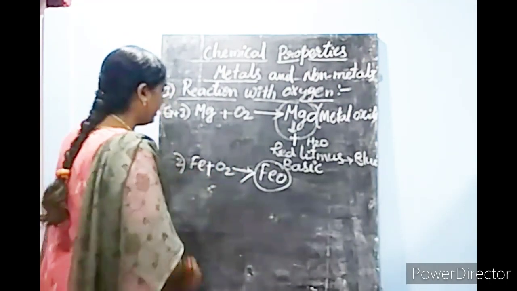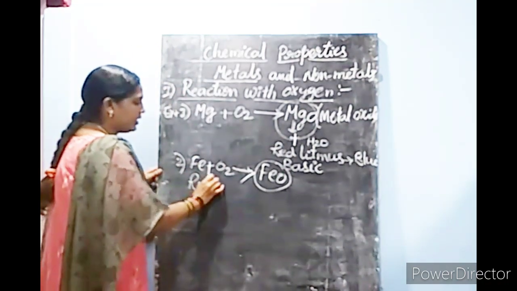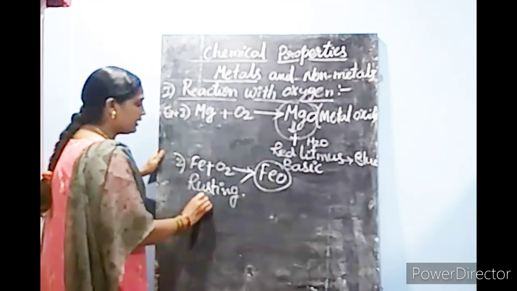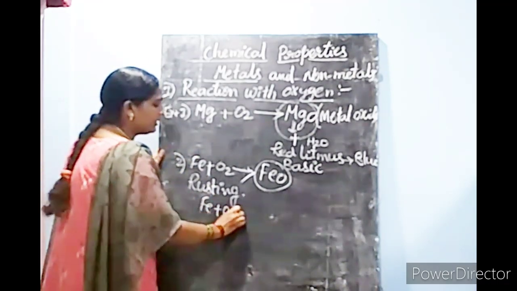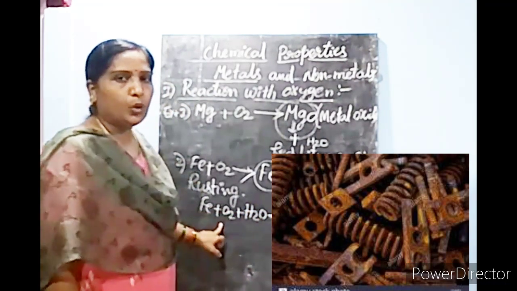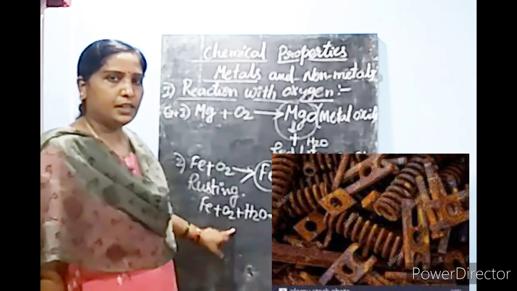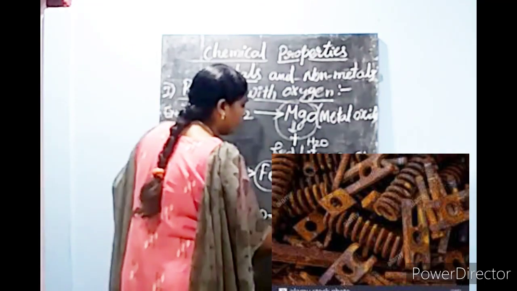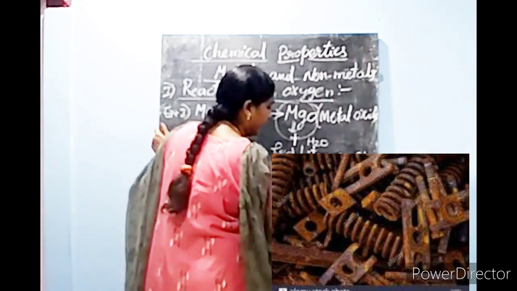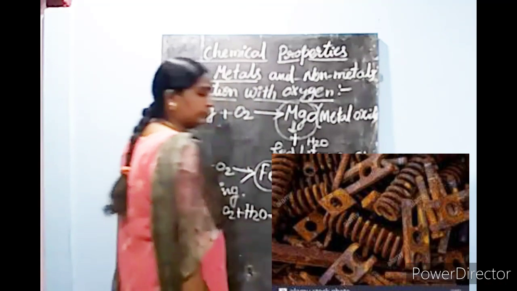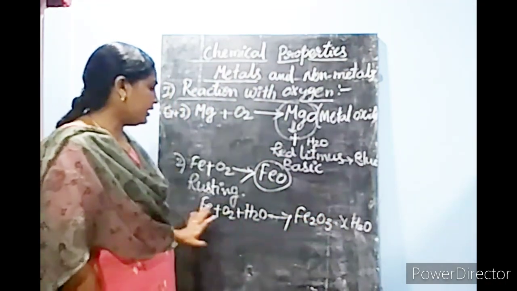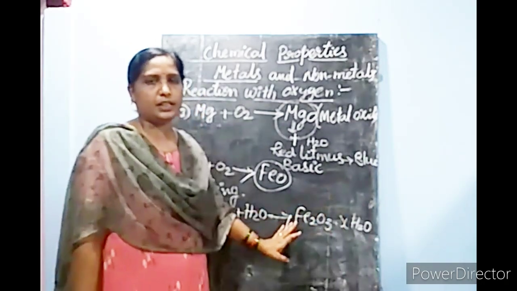In the same way, you also know about rusting, how rusting is formed. When iron reacts with oxygen plus a little amount of water, it forms Fe2O3, ferric oxide, along with x amount of water. Any number of water molecules can be here. So this is the formula for rusting. How the rusting is formed.